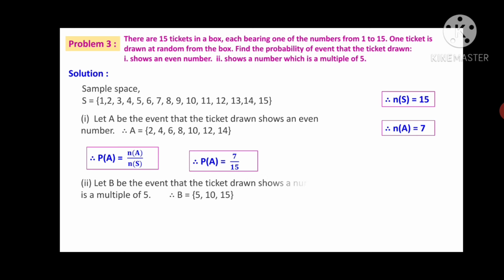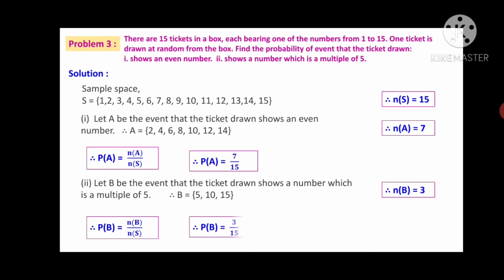Let B be the event that the ticket drawn shows a number which is a multiple of 5. Therefore B, you will be getting 5, 10 and 15. Therefore n of B is equal to 3. So friends, P of B will be equal to n of B upon n of S. Here n of B is 3 and n of S is 15. Substitute the values. Therefore P of B is equal to 3 upon 15. After simplification, you are getting P of B is equal to 1 upon 5.